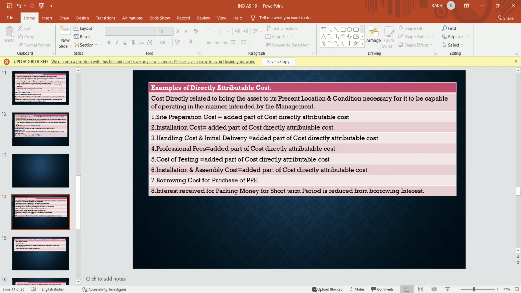And if the company parks some amount which the company has borrowed in order to purchase that machinery. Suppose the company has borrowed 10 crores and used only 6 crores to purchase that machinery, and in the process it will take 15 or 16 months to run that machinery properly. So it is a long process. So the company has parked that remaining amount for a short term period, so that interest is reduced from the borrowing cost.